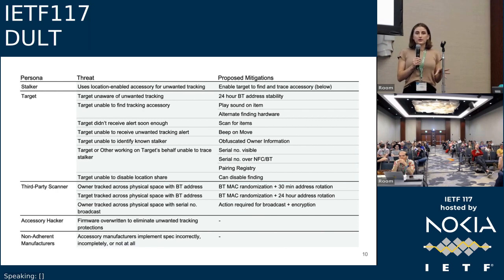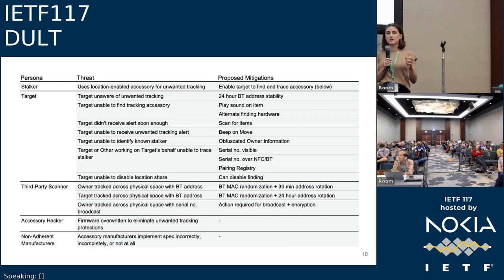While our main focus is on enabling victims to find accessories that are being used to track them, we also want to mention that we don't want to introduce new risk of tracking by third parties with Bluetooth scanning abilities across physical distance. This could include tracking the owner or the target with either the Bluetooth advertisement or the serial number broadcast. So we've proposed address rotation to mitigate this risk. Someone who puts a scanner at the bus stop and across the mall can't identify the same person broadcasting the same thing at those two different locations.